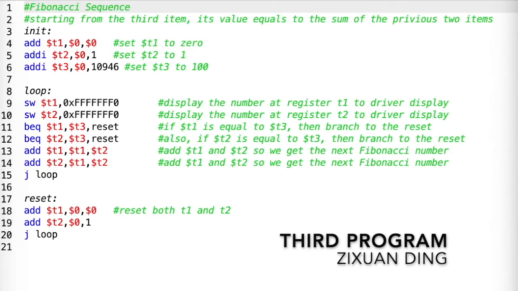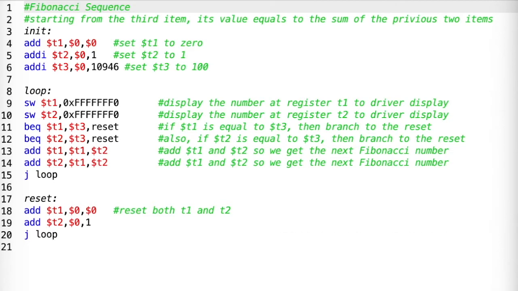This program displays the numbers in a Fibonacci sequence from 0 to 10,946. A Fibonacci sequence is a series of numbers that, starting from the third element, its value equals the sum of the previous two items. Initially, we set the number stored in register T1 to 0, which is always the number stored in register T0. Same for register T2. Now it comes to the loop.